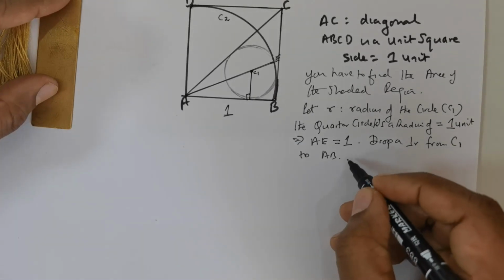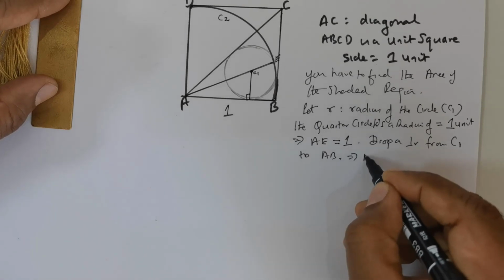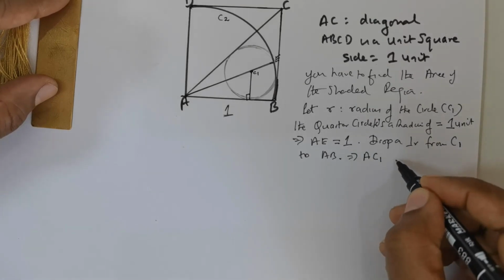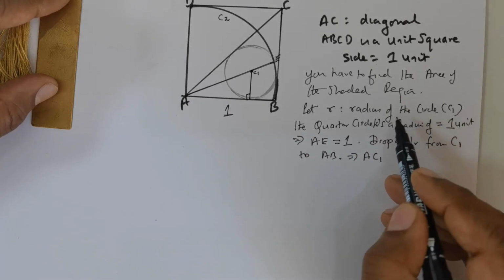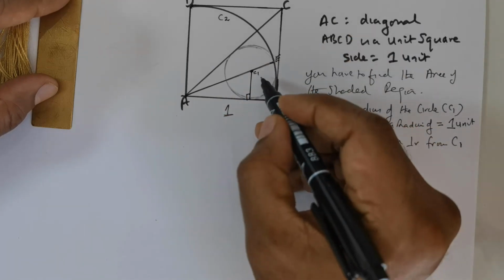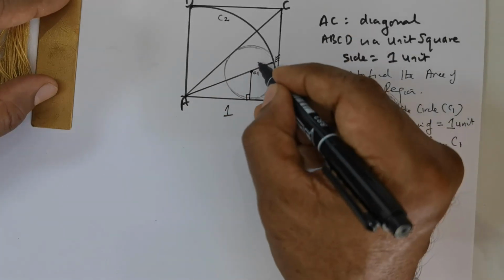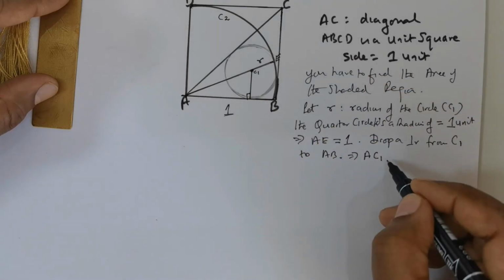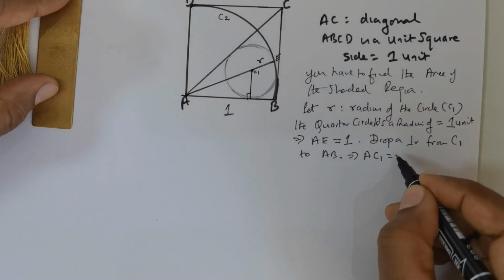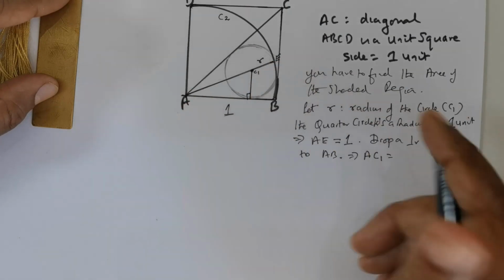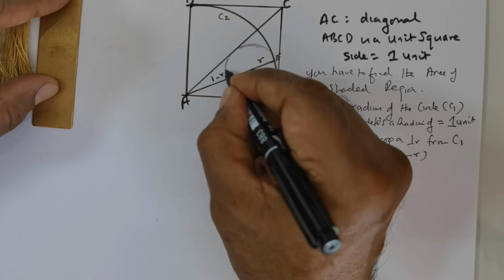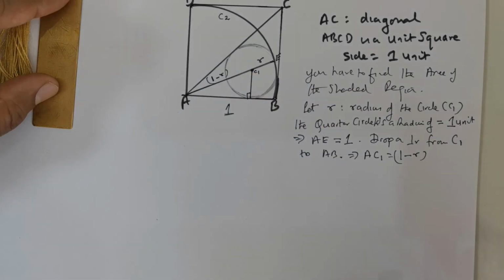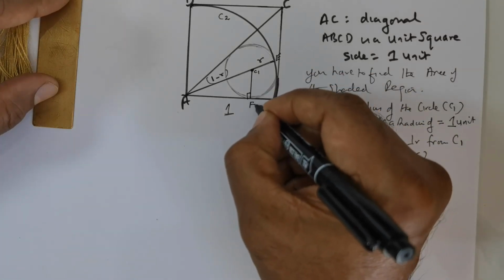Okay, so this in turn would mean I need to know what is AC1. Now AE is 1 unit and I've taken the radius of this small circle to be R. So this would mean this is R. So this means AC1 is equal to, from AE is 1 unit, so from 1 you take away R. So this is going to be 1 minus R. Fine. Now let me take this point to be some F.